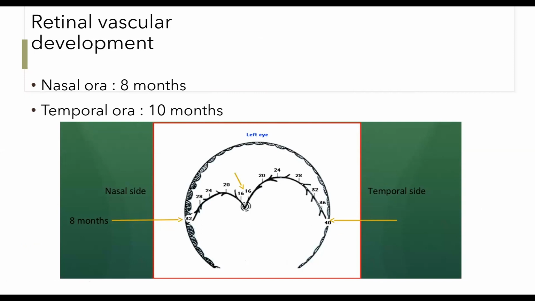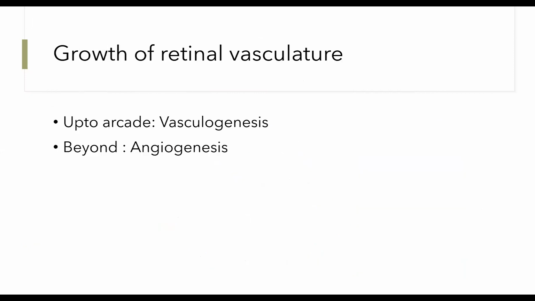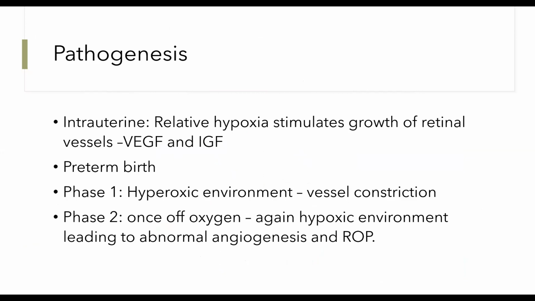As we go towards the pathogenesis, this is very important. What happens intrauterine, why does this disease develop? When the baby is inside the uterine cavity, the partial pressure of oxygen in the vessels is around 35 to 40. Now that relative hypoxia stimulates the secretion of VEGF, which helps in formation of the vessels further.